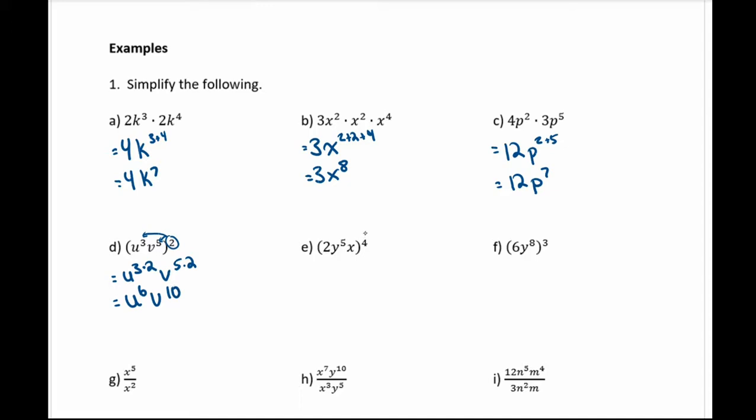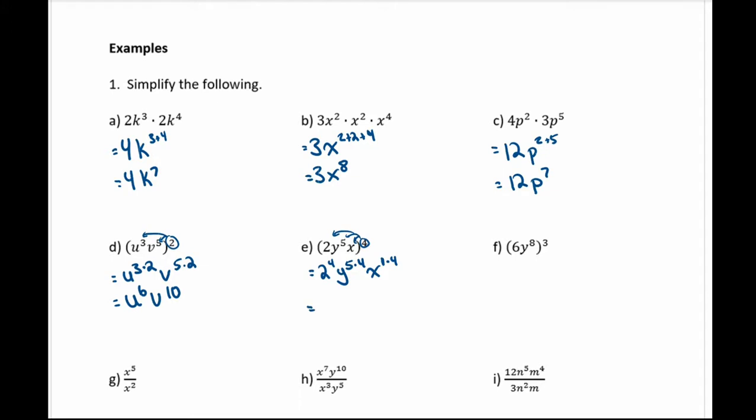For E, again, same thing. I can't combine anything inside the bracket because they're all different bases. But the exponent of 4 on the outside I can apply to everything on the inside. 2 to the power of 4, y to the power of 5 to the power of 4. Power to a power means I multiply my exponents. X doesn't show an exponent, but when we don't see an exponent, we say it's 1. So x to the power of 1 times 4.